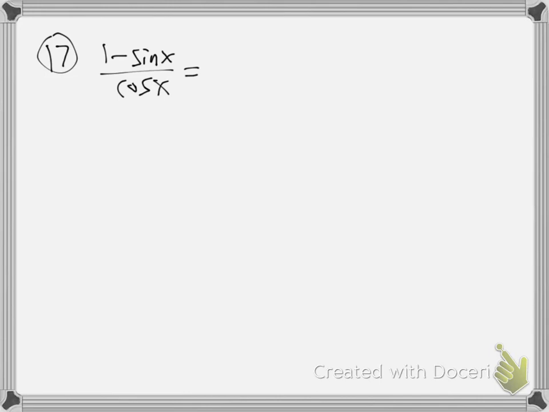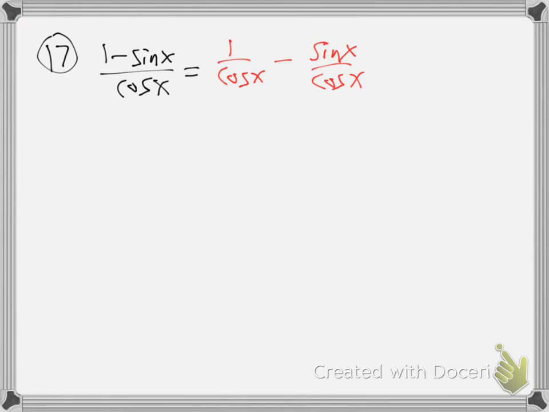Well, I would separate those over a common denominator. I would make it 1 over cosine, minus sine over cosine. See what I did there? Just separate them. Like that, just separate them. That's just common denominator separation. Austin, you good?